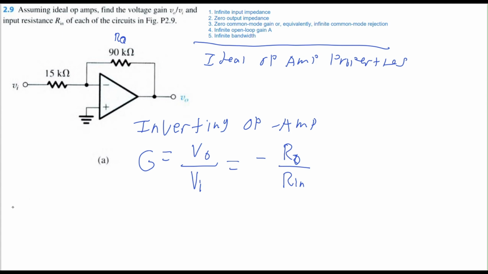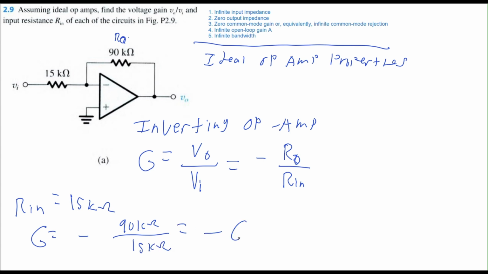So what's Rin in this scenario? It's simply the resistor that's directly connected to the voltage and the input terminal. Here we have this 15 kilo ohms connected directly between Vin and the negative input terminal. So Rin for this problem is 15 kilo ohms. And Rout here is 90 kilo ohms, so we can calculate the gain to be equal to negative 90 kilo ohms divided by 15 kilo ohms, which is equal to negative 6.